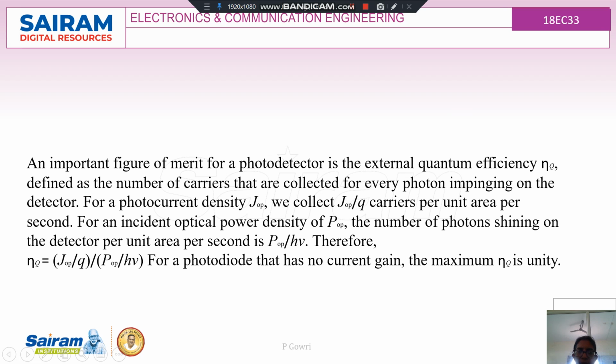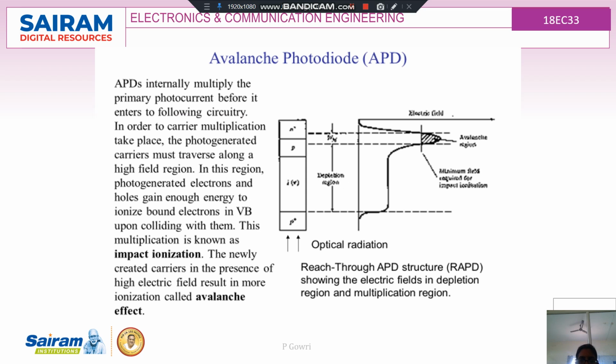So the next one is the avalanche photodiode. We know that the gain obtained from the PIN photodiode will be very low. The maximum efficiency it can have is one, where the efficiency is given by J_OP, which is the current density due to the optically generated current, and P_OP, which is the number of photons shining on this device. So we can see that the efficiency is very low.